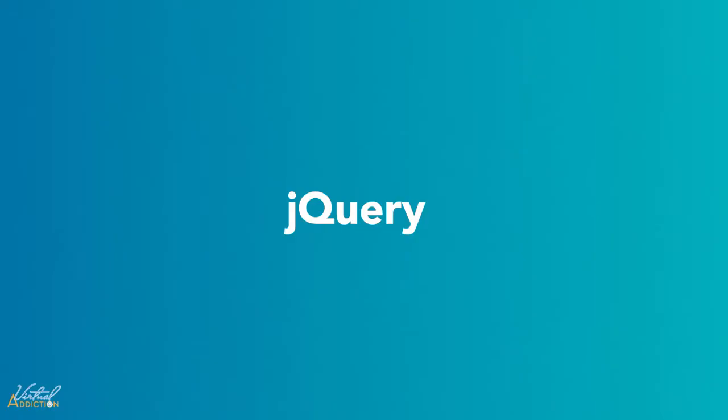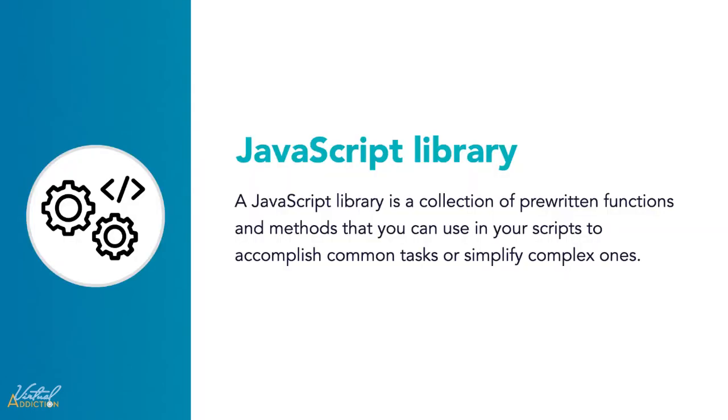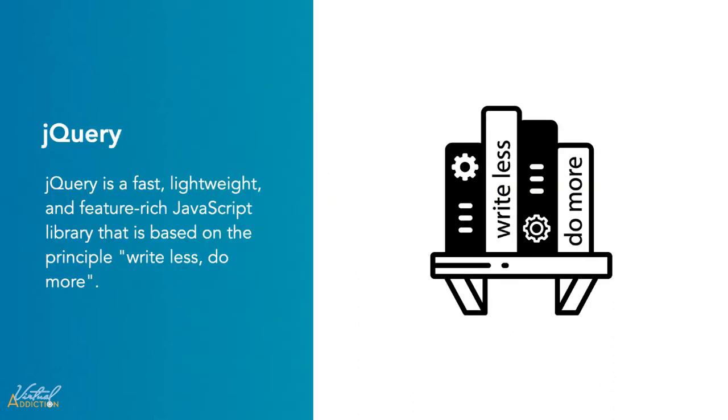So what about jQuery? Well, what is that? jQuery is a JavaScript library. A JavaScript library is a collection of pre-written functions and methods that you can use in your scripts to accomplish common tasks or simplify complex ones. jQuery is a fast, lightweight, and feature-rich JavaScript library that is based on the principle write less, do more.